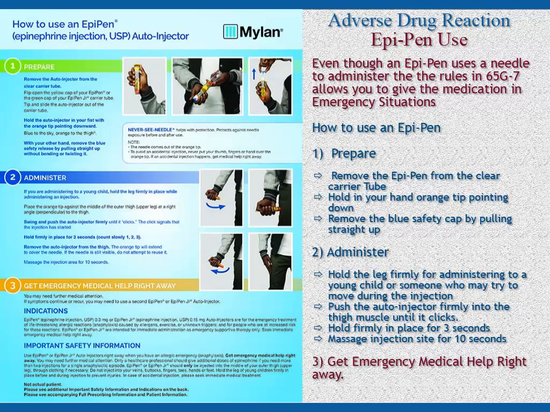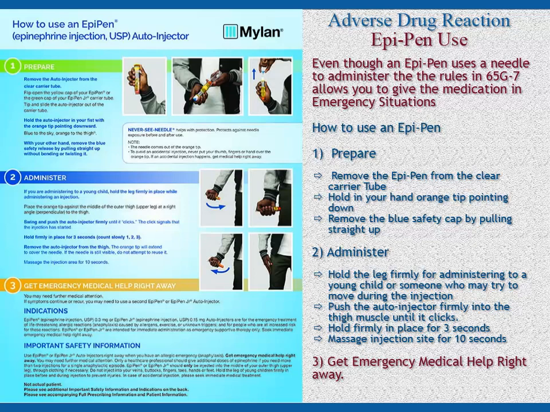Even though an Epi-Pen uses a needle to administer, the rules in Chapter 65G7 allow you to give the medication in emergency situations. How to use an Epi-Pen. 1. Prepare. Remove the Epi-Pen from the clear carrier tube. Hold it in your hand with the orange tip pointing down. Remove the blue safety cap by pulling straight up.